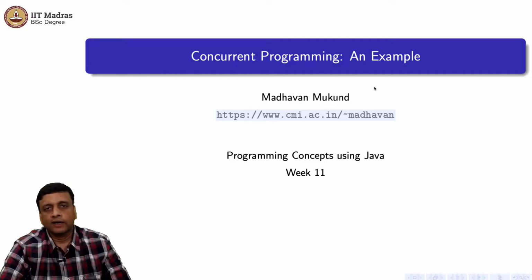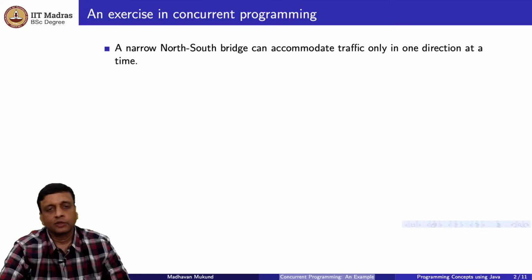So let's look at an example of how you would program some object which allows some concurrent access using Java's synchronization primitives. This is a toy example, but it's illustrative of many of the kinds of things that you would like to allow in a concurrent situation. So here is the scenario.